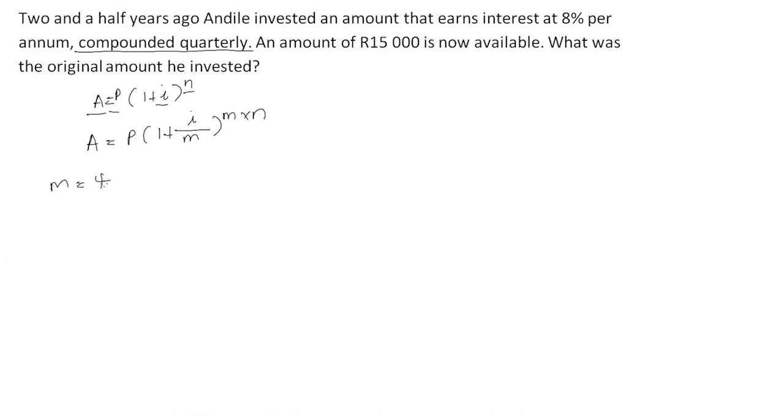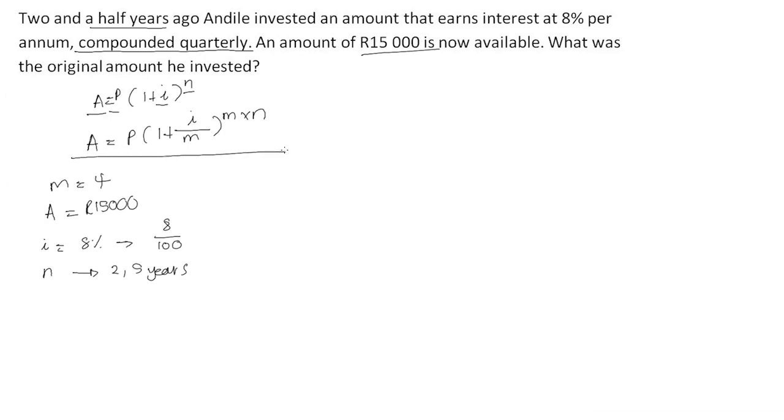is equal to 4. A, which is the accumulated amount, is equal to 15,000 rand as per the problem. Interest earned is 8% per annum, compounded quarterly. And given these variables, the number of years is 2.5. Given these variables, we can now plug them into the compound interest formula and calculate the principal amount.